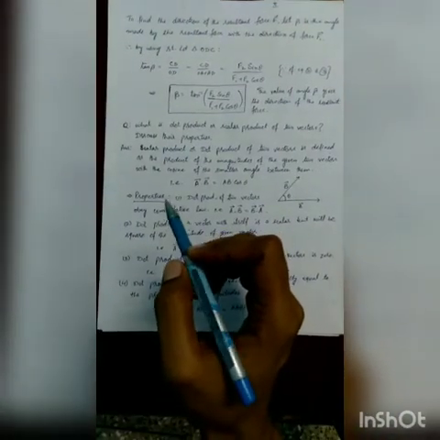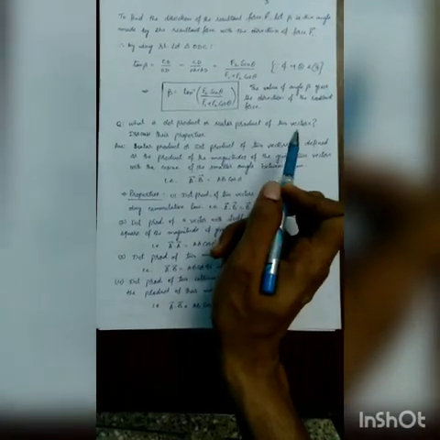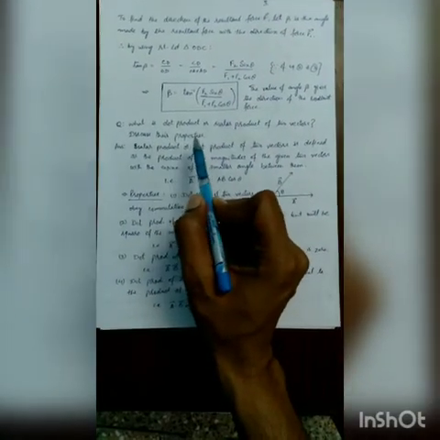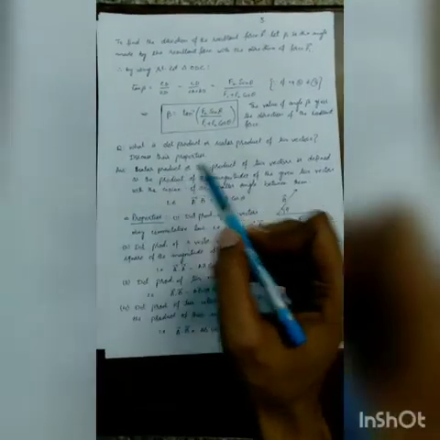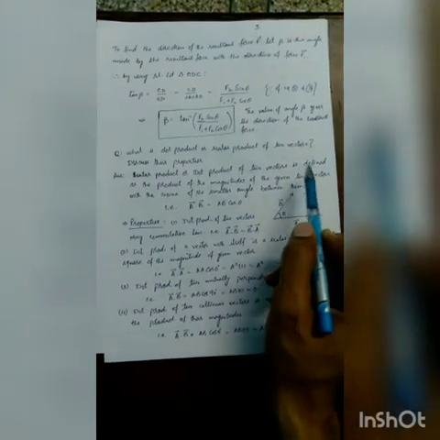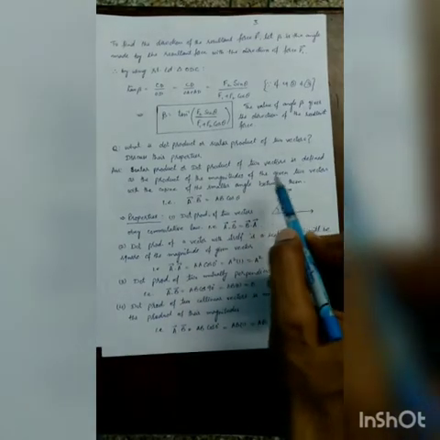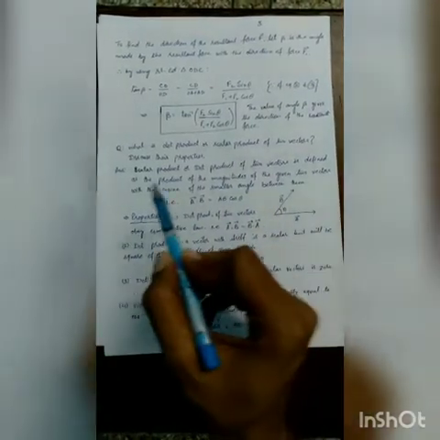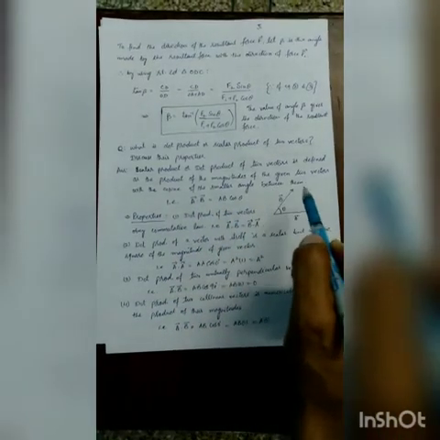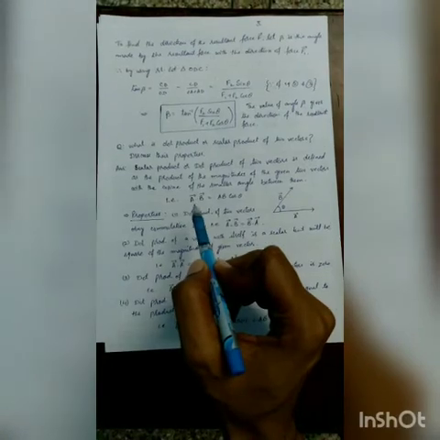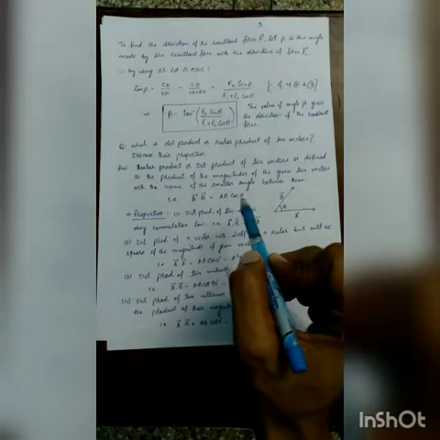Now we discuss the next question. What is the dot product or scalar product of two vectors, and discuss their properties? The answer is: the scalar product or dot product of two vectors is defined as the product of the magnitudes of the given two vectors with the cosine of the smaller angle between them, that is, a vector dot b vector is equal to ab cos theta.